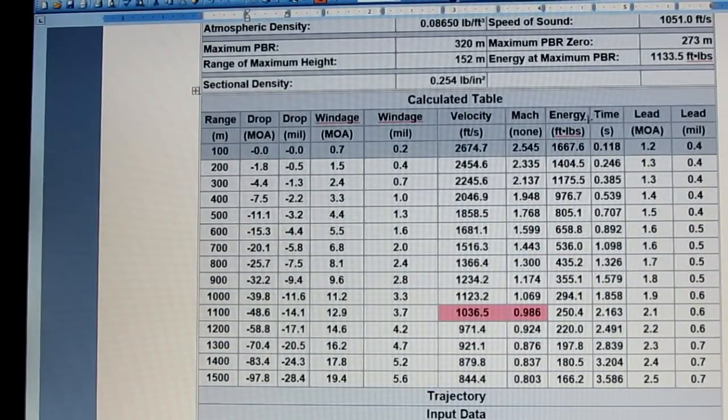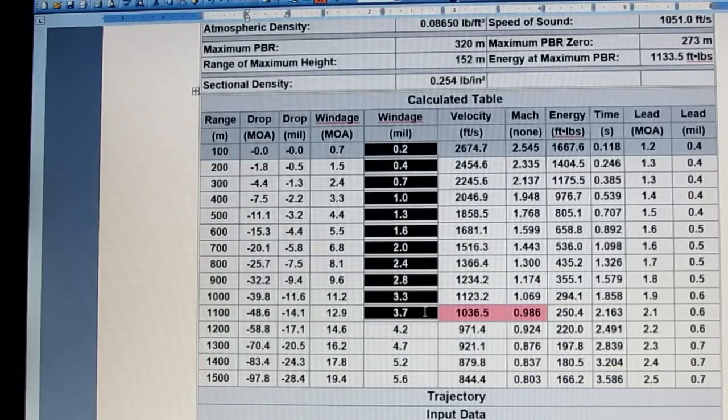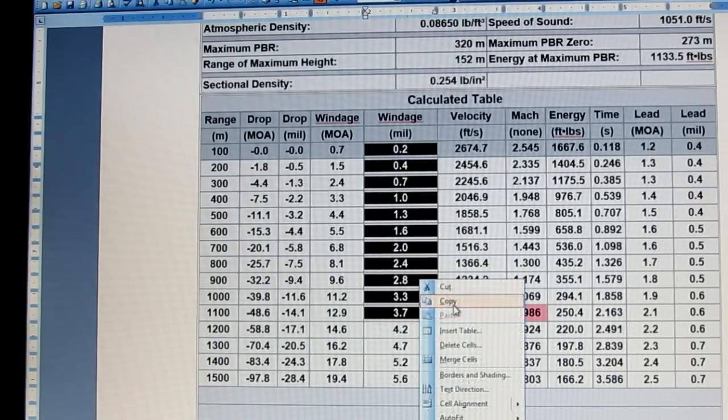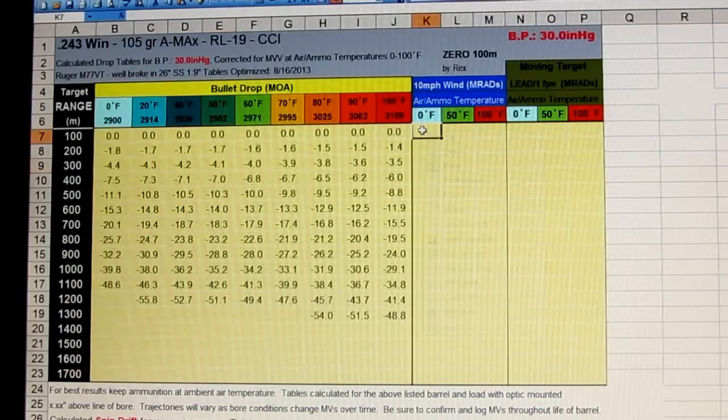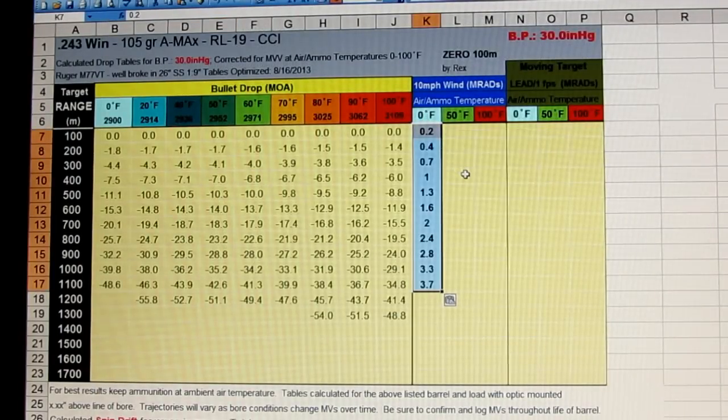Okay, now where was our windage? Here's our windage. Minutes of angle or mils. We're going to choose mils. We're going to select this out to our max range. We're going to copy, and we're going to jump back into our thing, and we're going to paste it in there. Bam! There it is.